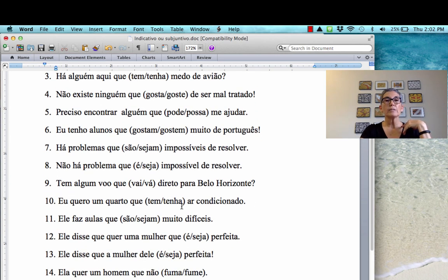Eu quero um quarto que, blá, blá, blá, ar-condicionado. I want a bedroom that has air conditioning. So you don't know, the verb querer is one of those verbs that will require the subjunctive because there is this doubt if it's available or not, if it exists or not. Eu quero um quarto que tenha ar-condicionado.